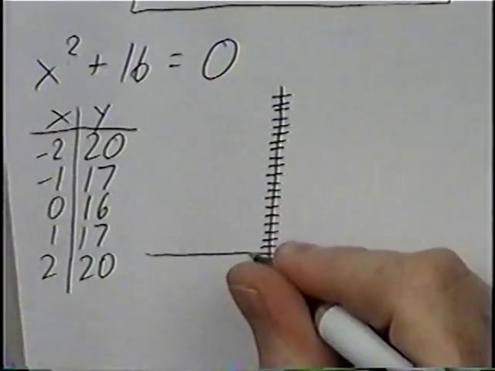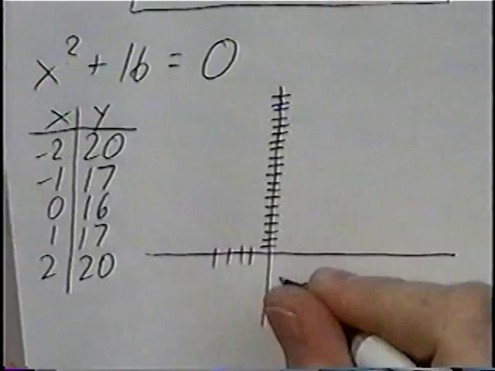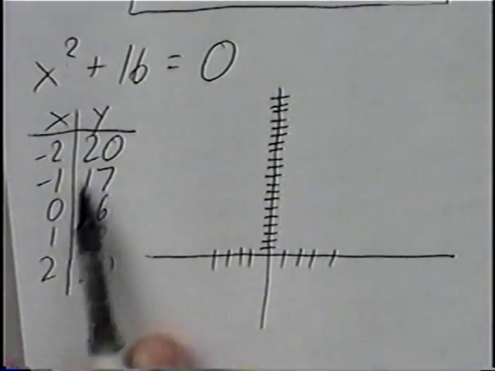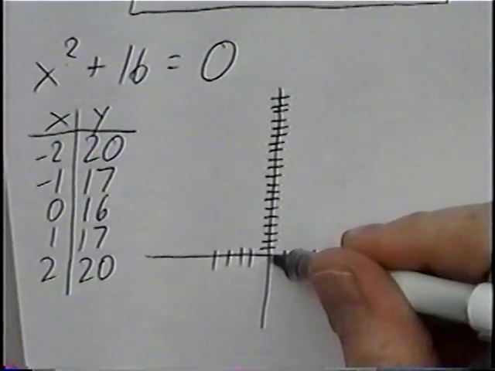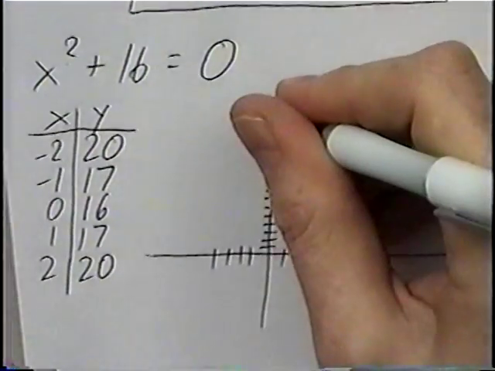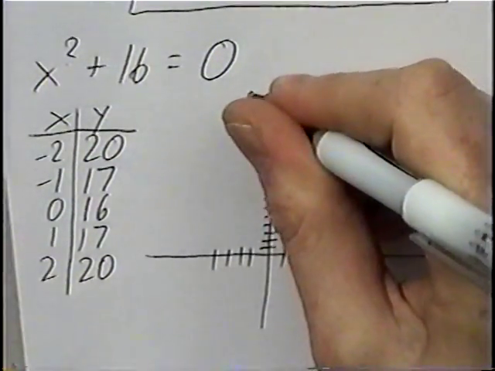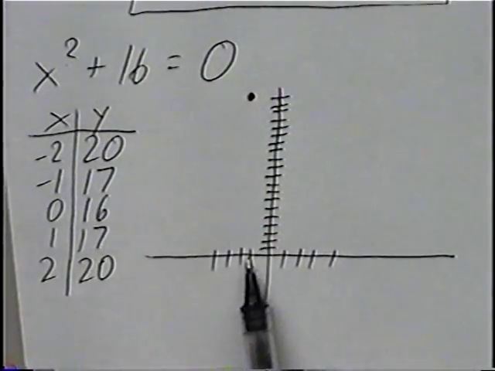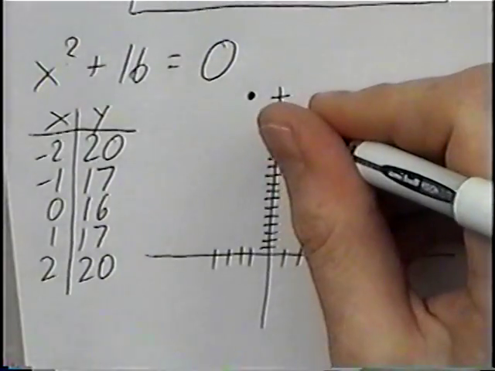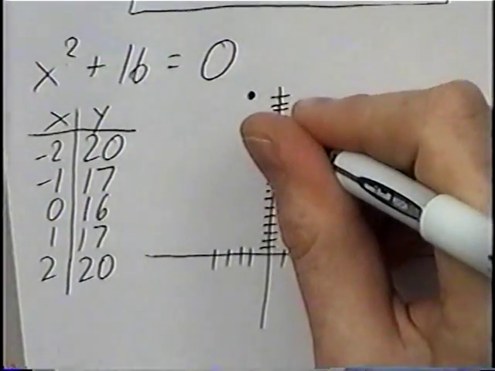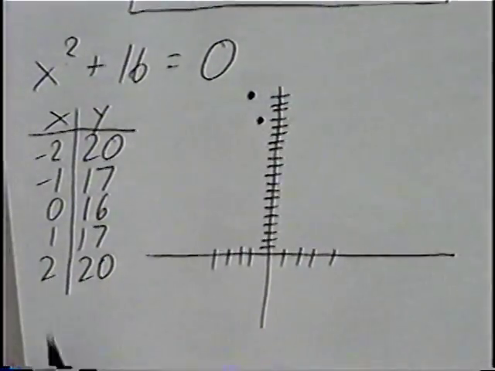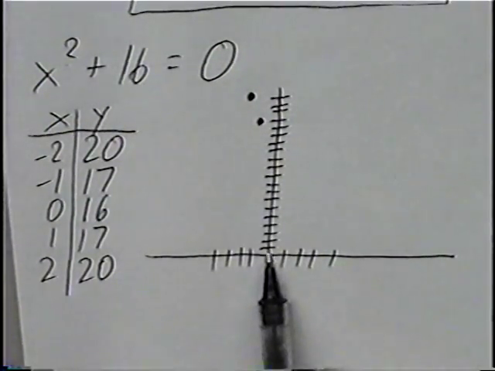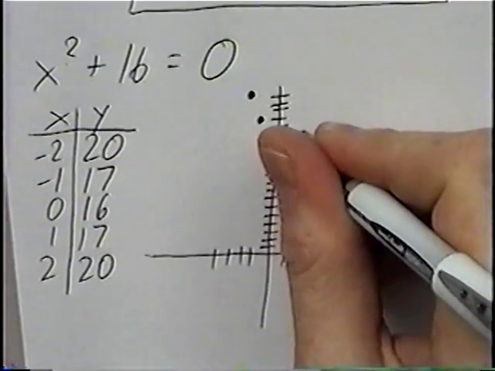And for the x values, we can use a couple spots on each side. The first point, negative 2, 20. Negative 2 would be 2 spots to the left and up 20. Negative 1, 17 would be 1 spot to the left and up 17 spots. 0, 16. 0 again would be in the middle and 16 spots up.